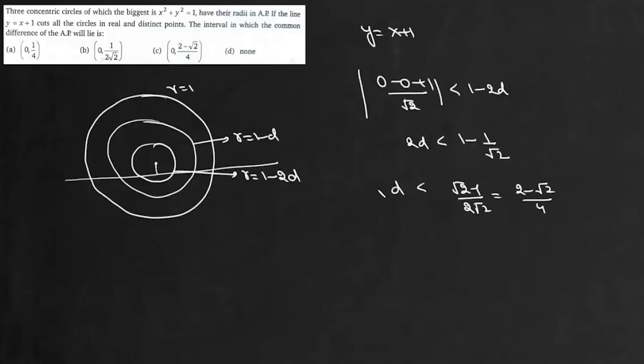Now this common difference should be greater than 0 and it should be less than this value. So this d belongs to the interval 0 comma (2 minus root 2) upon 4, and that's your option C.